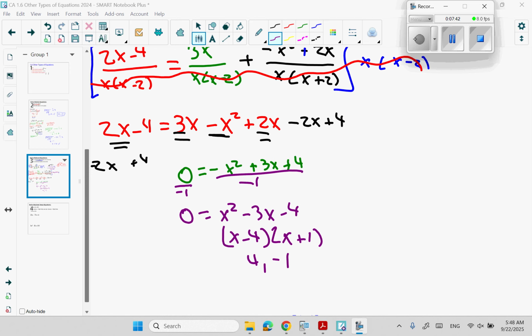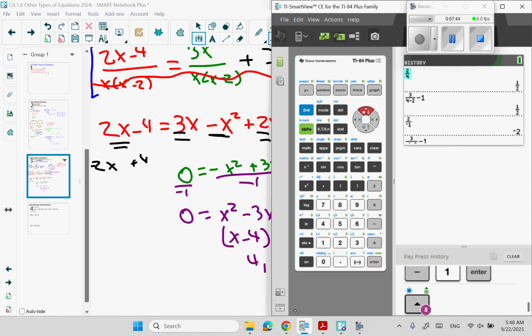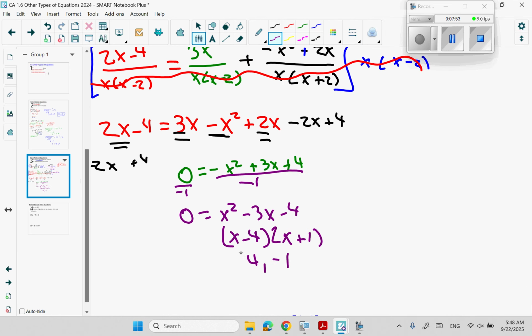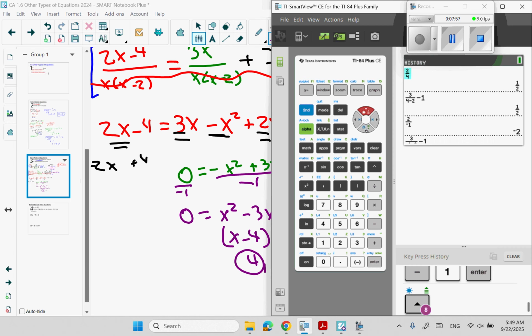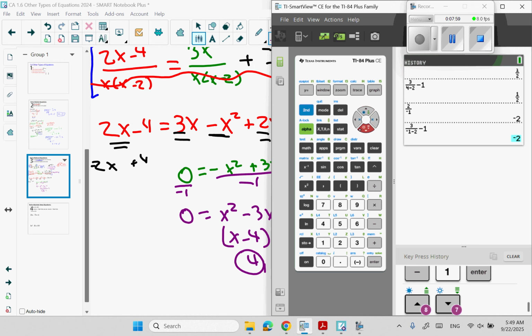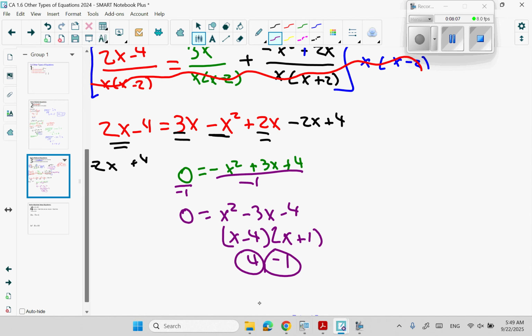So plugging those in, we would get 2 over 4, which is 1/2, and 3 over 4 minus 2 minus 1 on the outside, which is also 1/2. So we see that 4 works. And then I would do the same thing by plugging in negative 1. We get 2 over negative 1, which is negative 2, and 3 over negative 1 minus 2 minus 1, which is also negative 2. So both of those solutions work out.